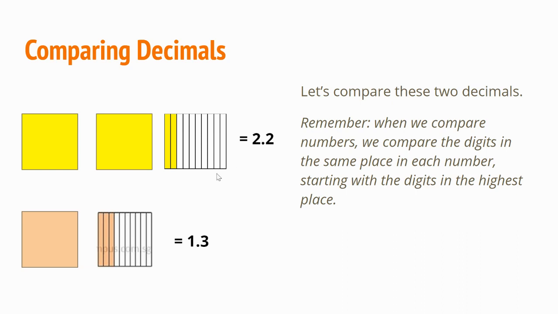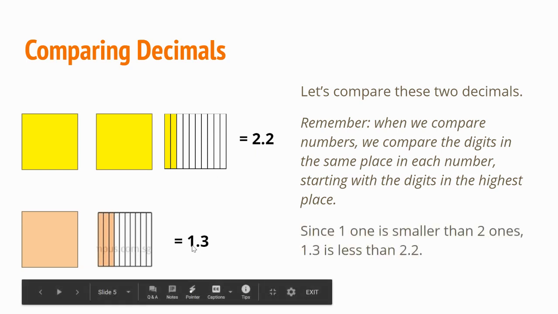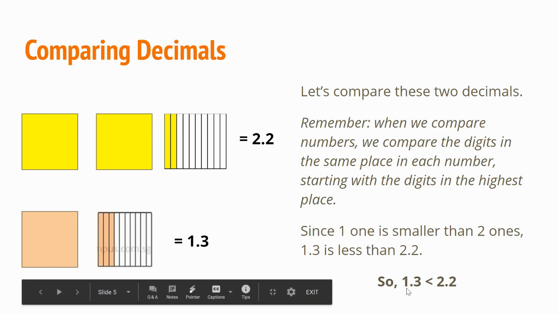So the digit in the highest place here will be the digit in the ones place. So since 1 is smaller than 2 ones, we know that 1.3 is less than 2.2. And we can write that here, 1.3 is less than 2.2.